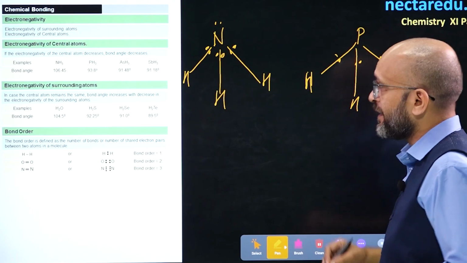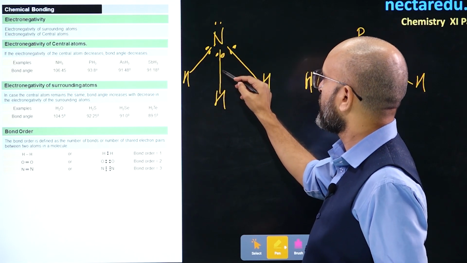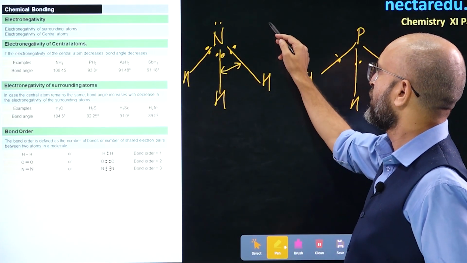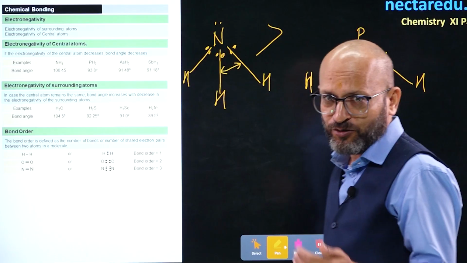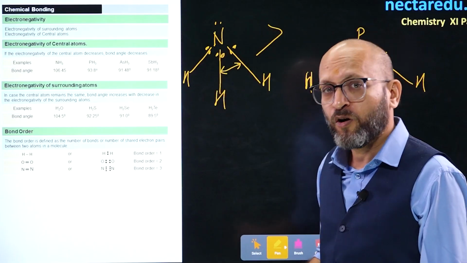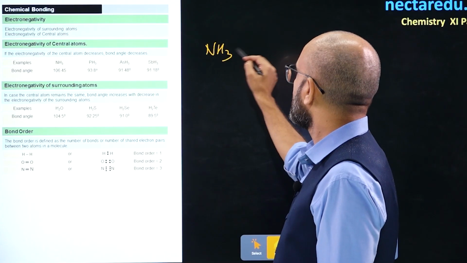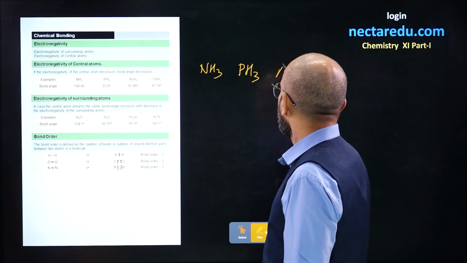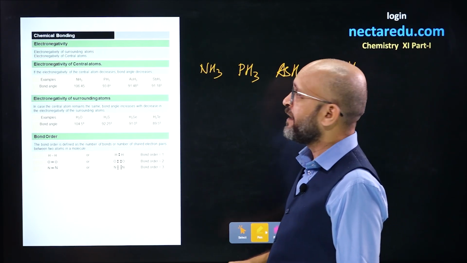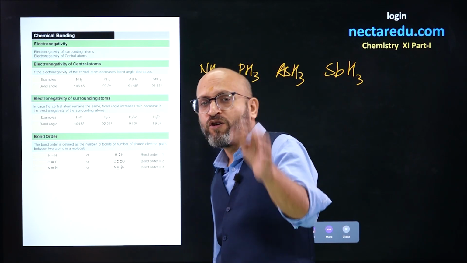So, what do you think, where repulsion will be more? I think you will agree with me that repulsion between these bond pair electrons will be more in NH3. So, bond angle in NH3 will be greater than PH3. From here you can conclude that higher the electronegativity of central atom, more will be bond angle. So, if we compare among NH3, PH3, AsH3, SbH3, what should be the order of bond angle? Down the group, electronegativity of central atom decreases, so bond angle also decreases.